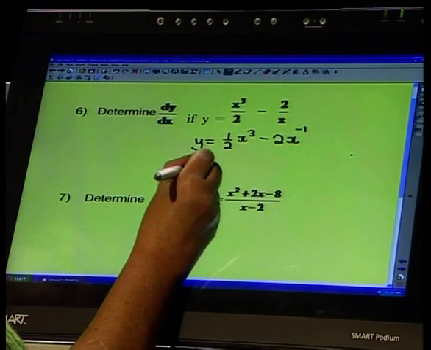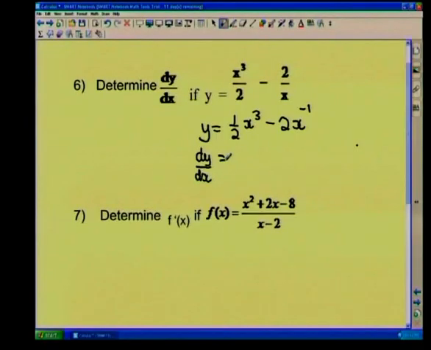So at this stage, I'll go dy dx. And I'll now do it. I'll say 3 times a half is 3 over 2 x to the 2, and now I'm going to times that over here, so I'm going to have plus 2x to the minus 2. Question finished.